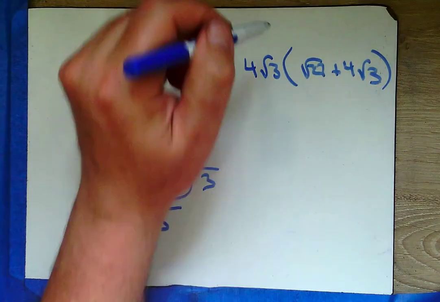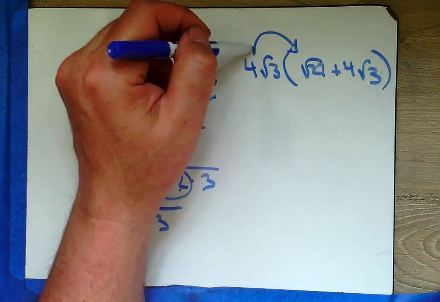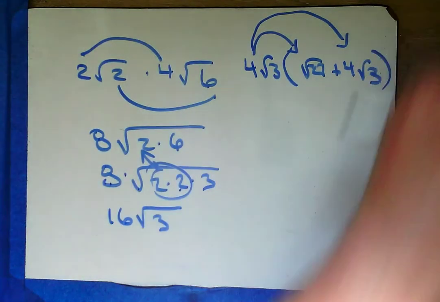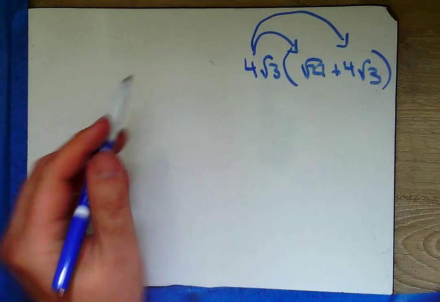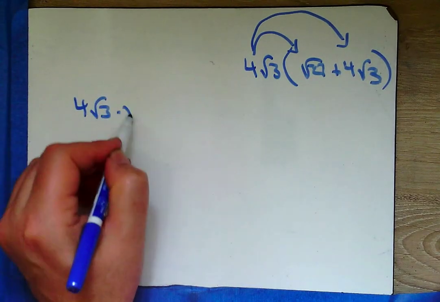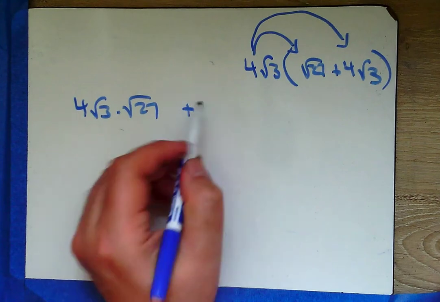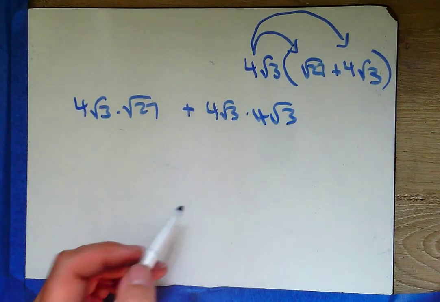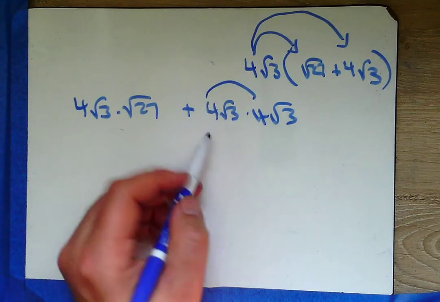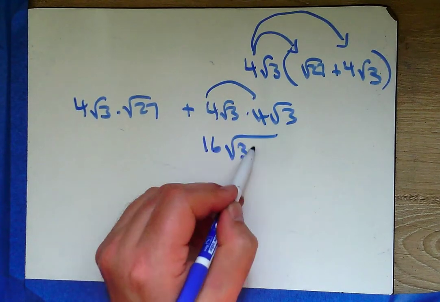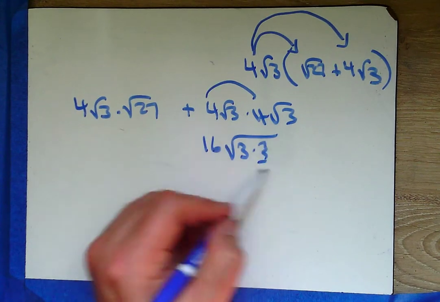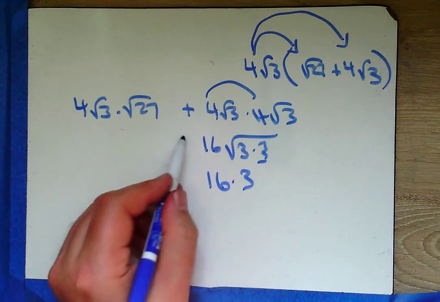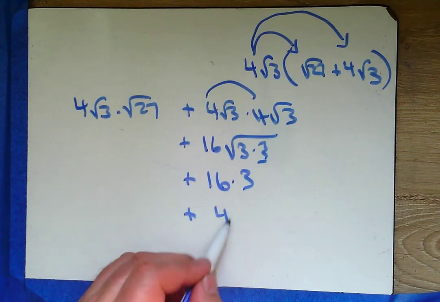This is distributing. 4 root 3 times root 27, plus 4 root 3 times 4 root 3. Well, let's take each of those pieces one at a time. We know that 4 times 4 is 16, and then we have root 3 times 3. Hey, we've got a pair of them under that radical, so we can bring that 3 out. And that's going to give me 48.